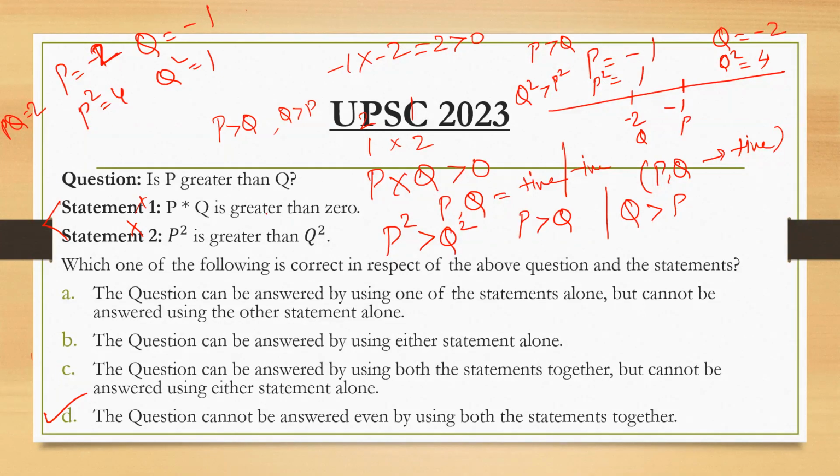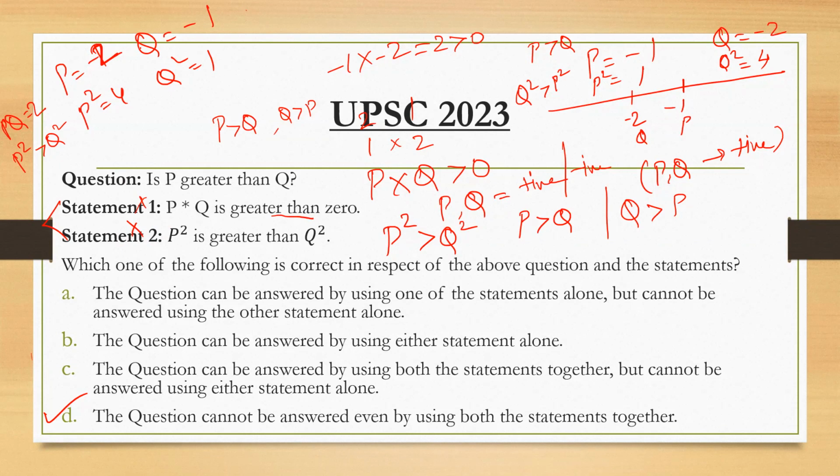Which is greater than 0. So P is equal to minus 2, Q is minus 1 satisfies my statement 1. The same way, if I square it, I find that P square is greater than Q square. That is, P square is minus 2 the whole square, 4. Q square is minus 1 the whole square, 1. So this value of P and Q again satisfies my statement 2 also.